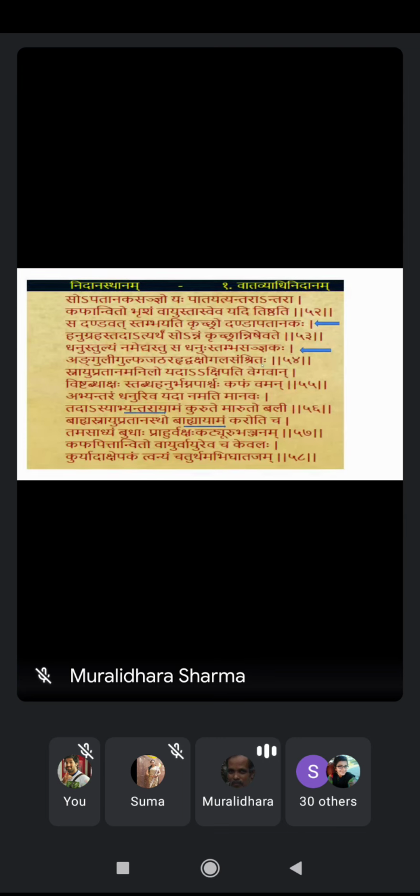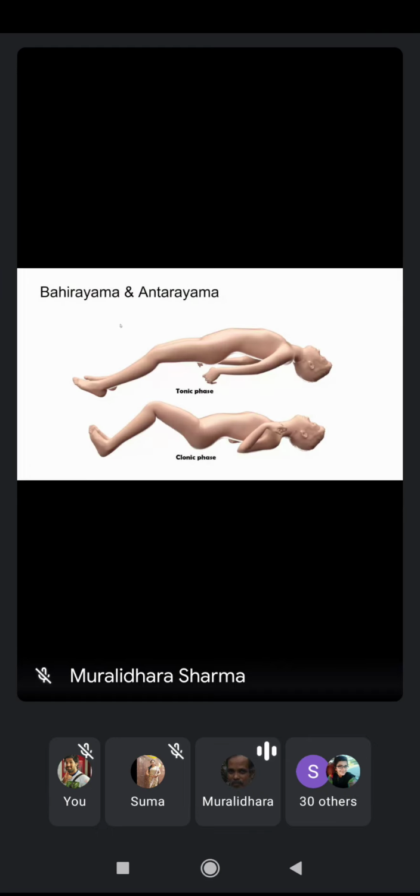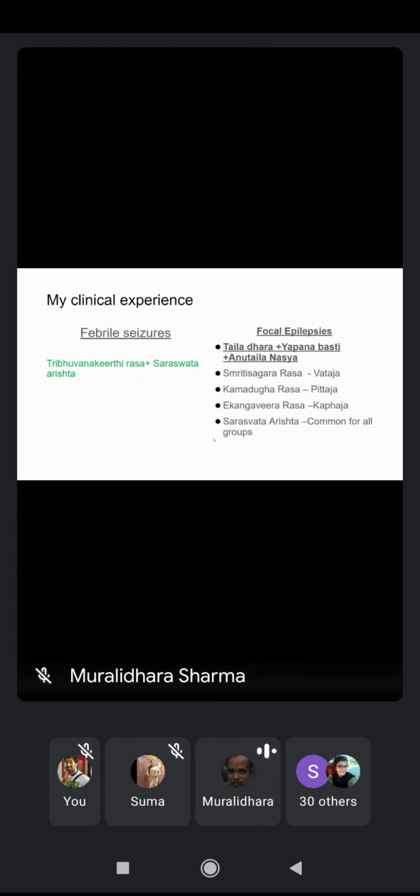And all those clinical presentations and variations, like dandapadanaka, where there will be persistent rigidity, where there could be epistatonus or the endochronus, antarayama or bahirayama, these also can be made out. The tonic phase and the clonic phase are described in the text thoroughly. Now, leave alone that textual description.